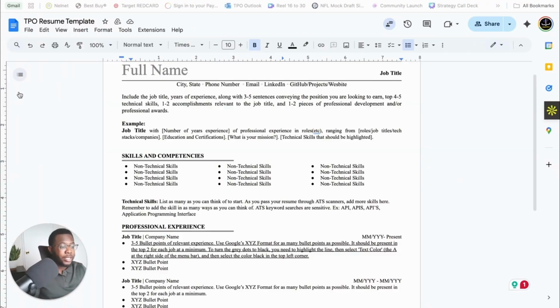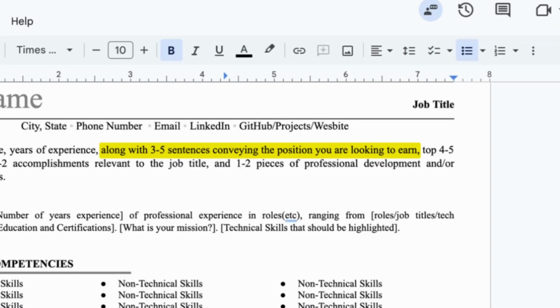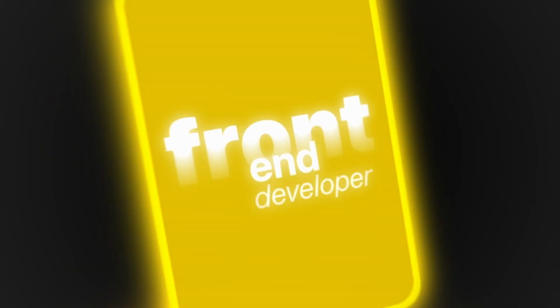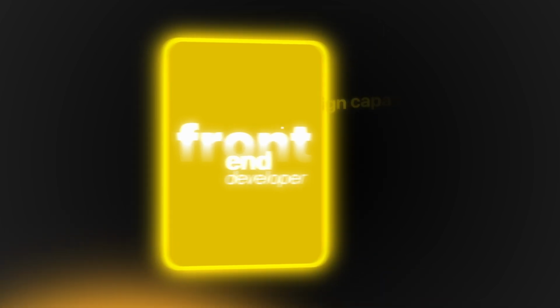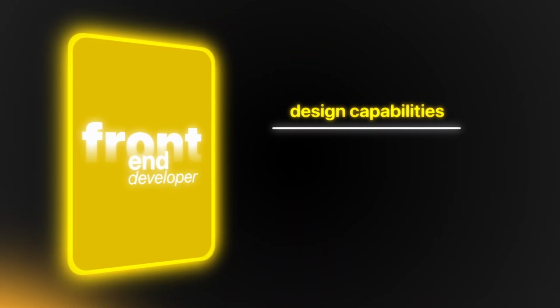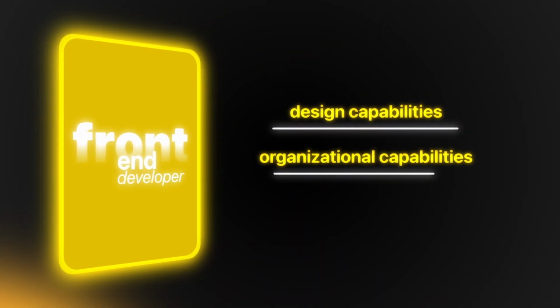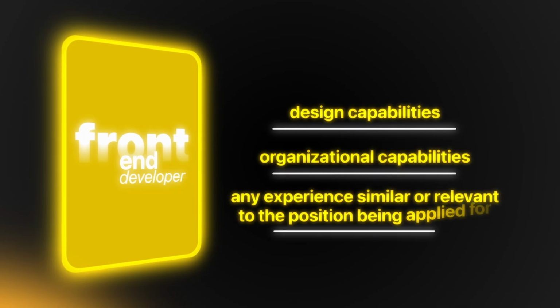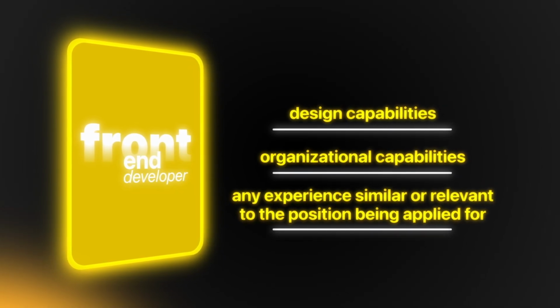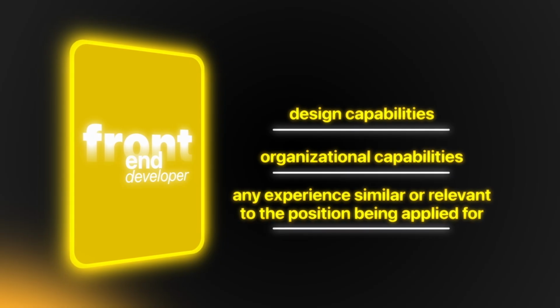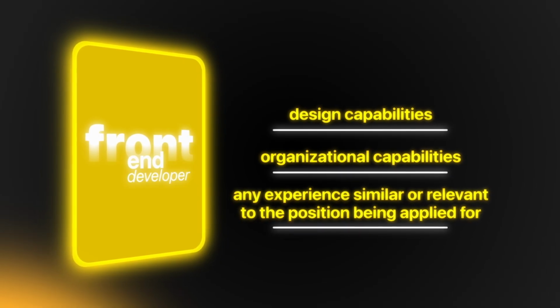The next part is going to be a few sentences conveying the position you're looking for. And all this really means is just talk about your experiences in a more concise way. So if you're going for that front-end engineer role, you want to show your design capabilities. You want to show your organizational capabilities. Even if you don't have actual UI, UX, or front-end engineering experience, you essentially want to show that you have done something similar or you've already done the thing that you're applying for here.